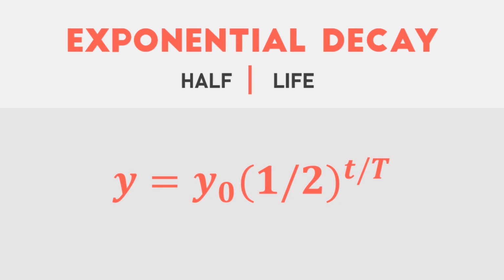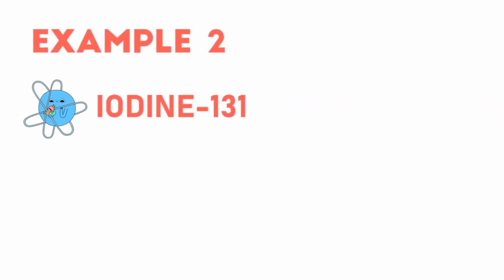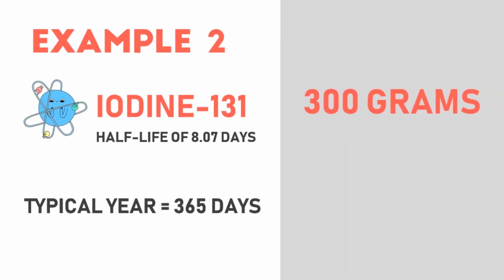Second is exponential decay. Exponential decay is used to model radioactive decay or half-life. Half-life is the time it takes for half of a substance to decay. Exponential decay is simply when a quantity halves itself every t units of time. Another problem. Iodine 131 is a very radioactive isotope, which has a half-life of 8.07 days, where a typical year corresponds to only 365 days. If there are 300 grams of iodine 131 initially, determine the mass left after 2 years.